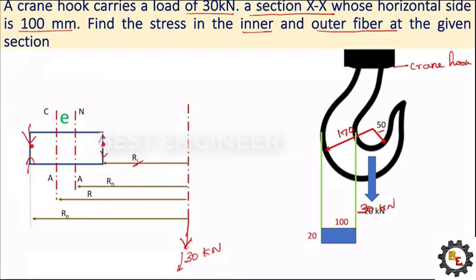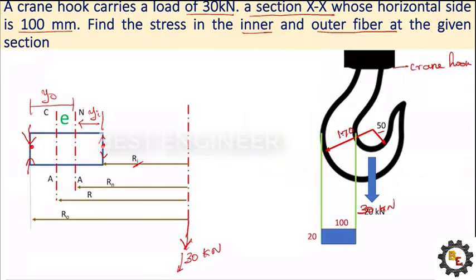The location of the neutral axis from the inner fiber to the neutral axis is yi, and the location of the neutral axis from the outer fiber to the neutral axis is y0. This yi you can find: Rn minus inner fiber radius Ri, and outer fiber R0 minus Rn. Now by using y0 and yi, we can find the location of the neutral axis from inner fiber to outer fiber.